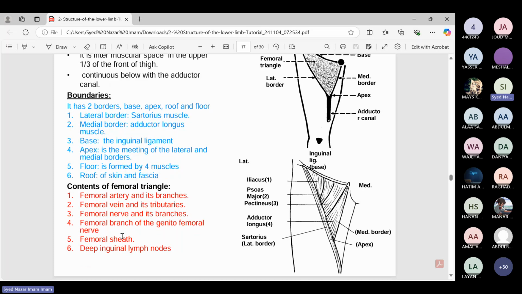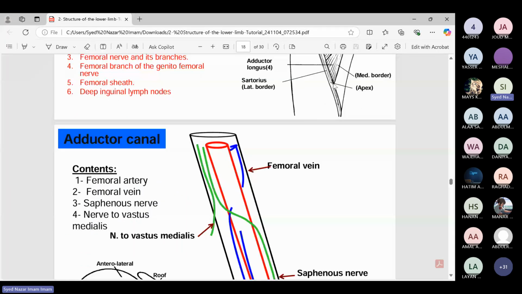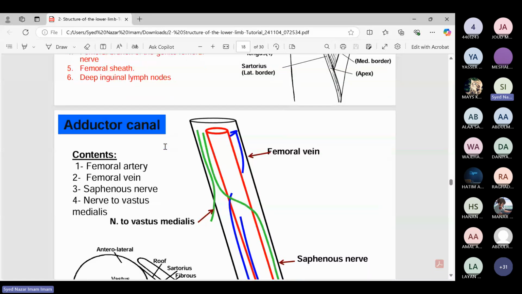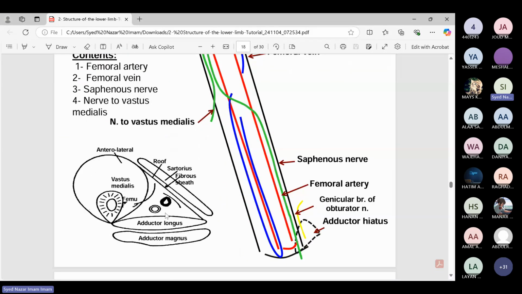Now, just below the apex, from here there starts a canal, and this canal is called the adductor canal. So what are the boundaries of the adductor canal here? See this, this is the adductor canal here. On the lateral side, we have vastus medialis. Above it is the sartorius, and below it is the adductor longus. So this canal is formed.